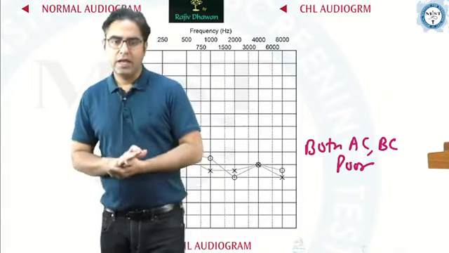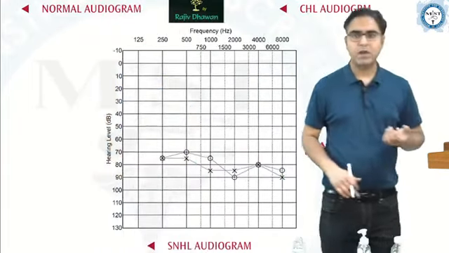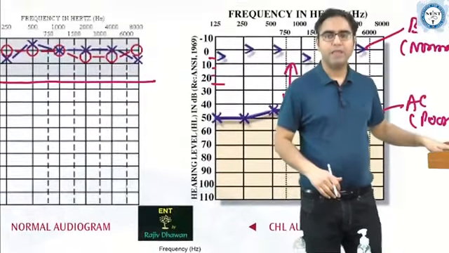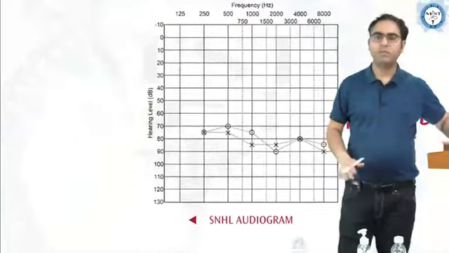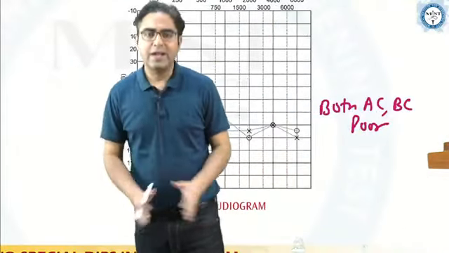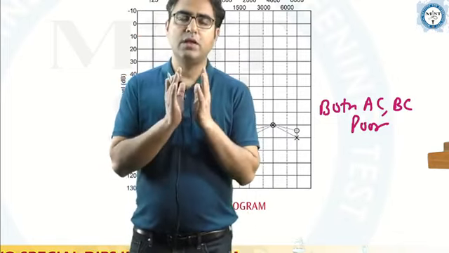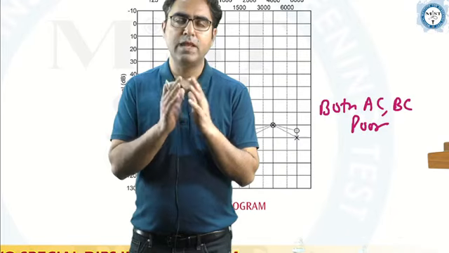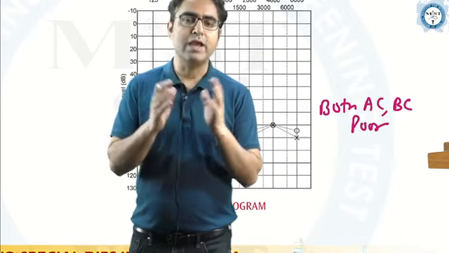Once again, in conductive hearing loss, there is an AB gap. If there is an AB gap, I will mark conductive hearing loss. And if both AC and BC are poor, I will mark SNHL. It's not that difficult, honestly. Okay, so audiometry, what to remember? If there is an AB gap, you mark conductive hearing loss. If both AC and BC are poor, you mark SNHL.